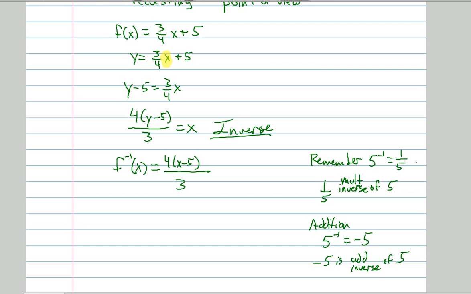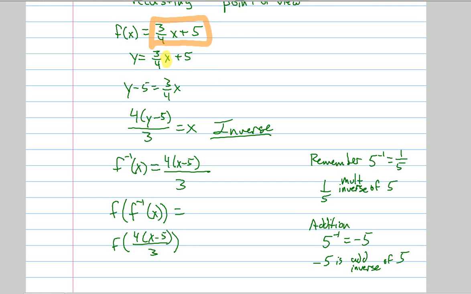And you'll find something really neat happens here. When I substitute this inverse, I'm going to take f of f inverse of x, and remembering from our function notation, this means f of 4 times x minus 5 over 3, and I'm going to substitute that back into my original equation. Remember my original equation of 3/4 x plus 5.